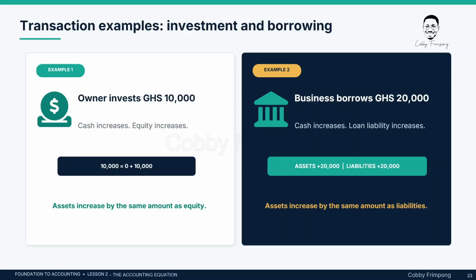Transaction examples: investment and borrowing. When the owner invests cash, assets and equity increase by the same amount. When the business borrows money from the bank, cash increases and the loan liability increases. In both cases, the accounting equation remains balanced.